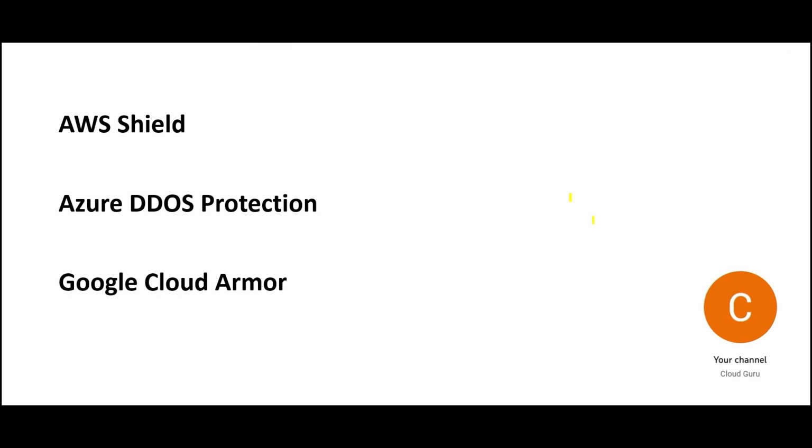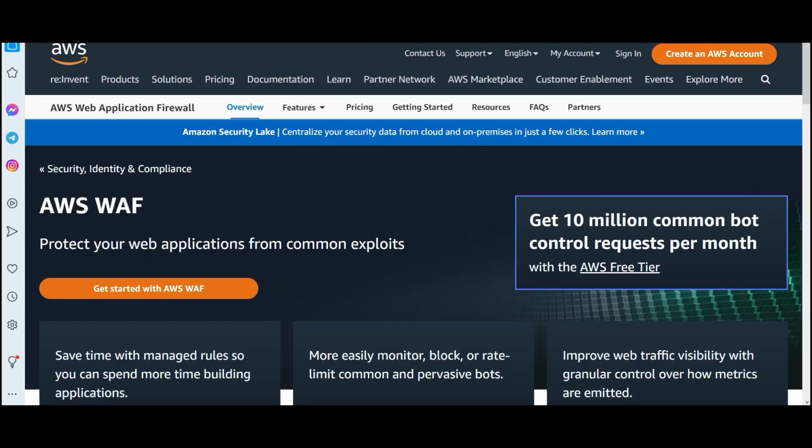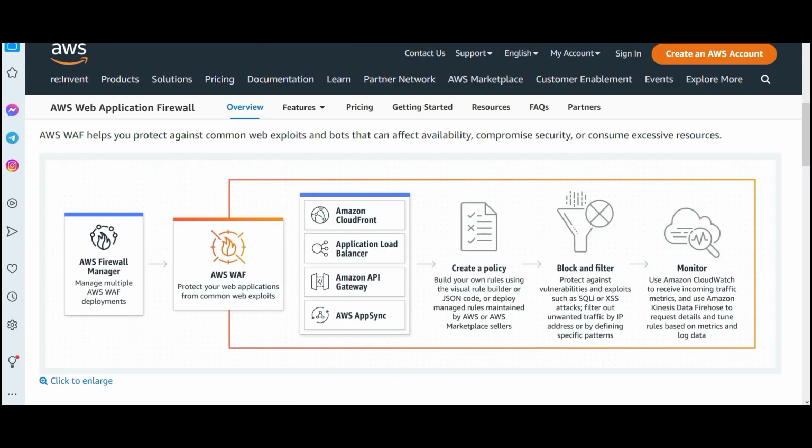Okay, so this is too much information on DDoS. Let us look at what other security concern is there. Common web exploits. This is something which you should know. There are so many questions on all of these 4 or 5 topics. Okay, on the AWS world, how do we handle it? We handle it through WAF. WAF helps to protect from common exploits. From an architectural standpoint, this is where WAF is placed.